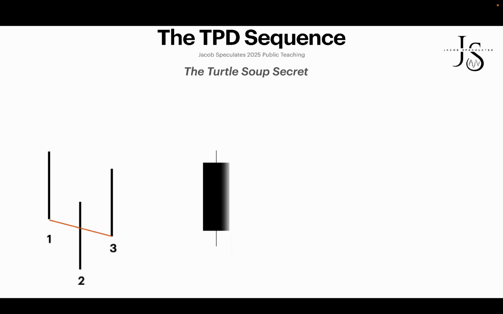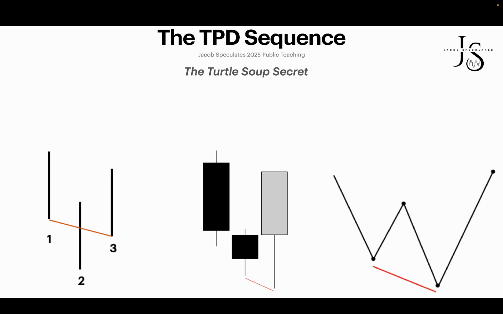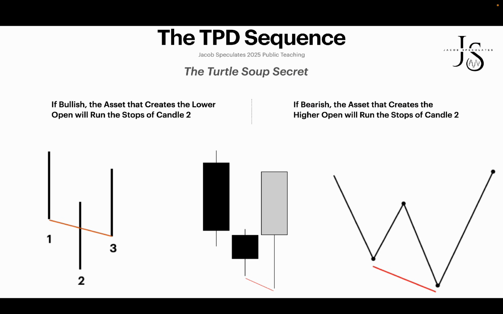The turtle soup secret. So putting everything together and taking everything into account, once you have that cracking correlation between candle 1 and candle 3, if bullish, the asset that creates the lower open will run the stops of candle 2, and if bearish, the asset that creates the higher open will run the stops of candle 2. So once you have a TPD in place, that is whenever you actually can see real SMTs, the ones that actually work. So you're looking at a multi-stage cracking correlation, and once that forms, price is prone to expanding and reversing.